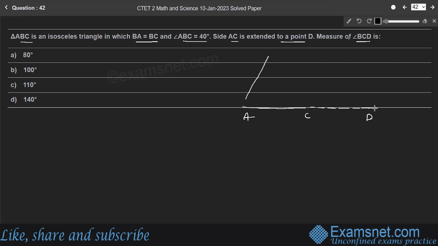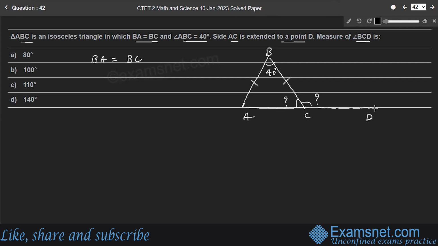And the triangle ABC in which BA and BC are equal, right? So BA is equal to BC, because the triangle is an isosceles triangle, 2 sides are equal, right? Angle ABC is 40 degree, right? So what is the measure of BCD? To find that we need ACB. What is the measure of ACB, right?